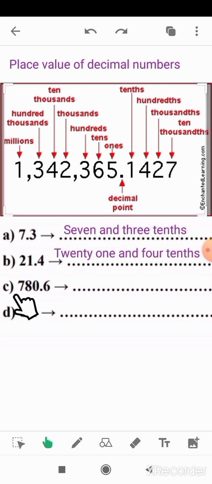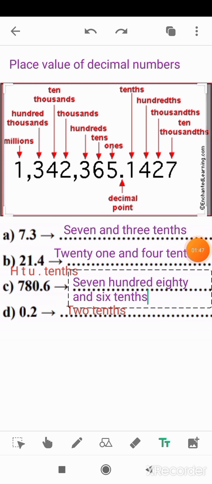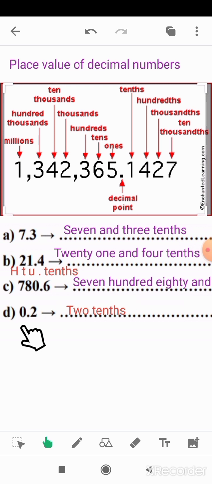Number C, we have 780.6. Okay, we have units, tens, hundreds, and tenths. So we will write it as 780 and 6 tenths. Okay, second example, we have 0.2, so it will be 2 tenths.